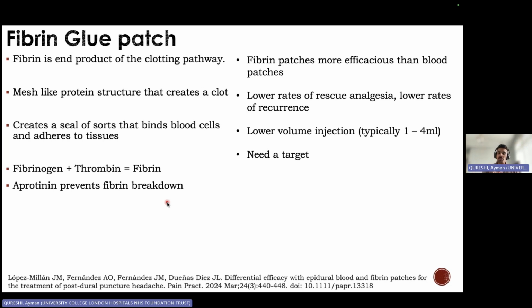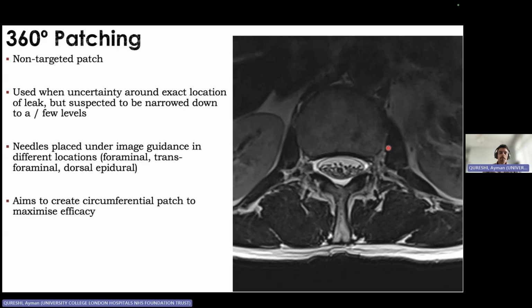There were lower rates of rescue analgesia for patients getting fibrin, and lower volume injection. We can't inject the kind of volumes that we inject with blood because of the risk of hypersensitivity and anaphylaxis. However, you need a target to inject this. You need to know where you're injecting it. You can't do a blind blood patch with fibrin because of the small volumes. Right.